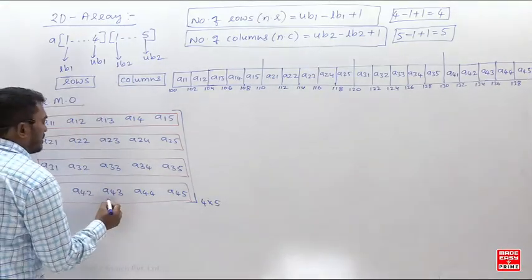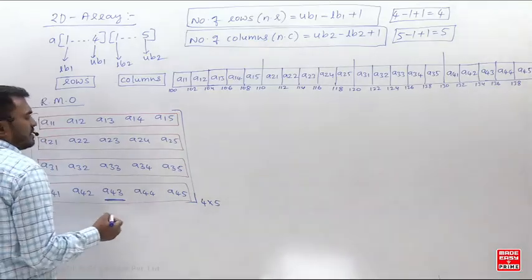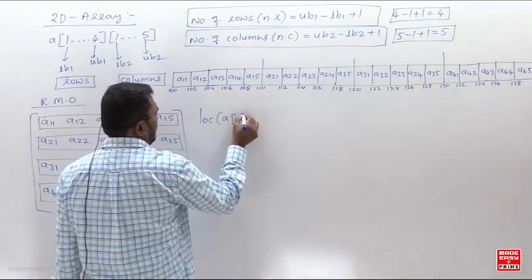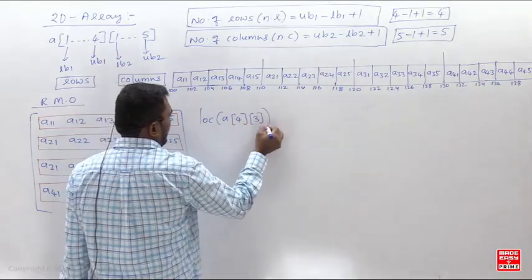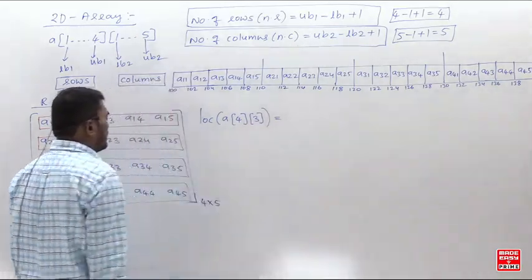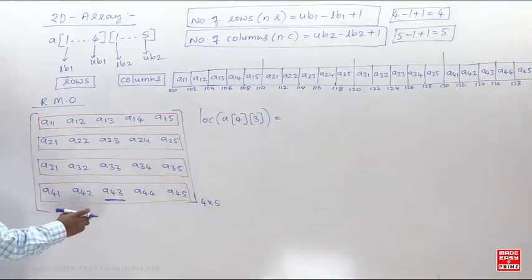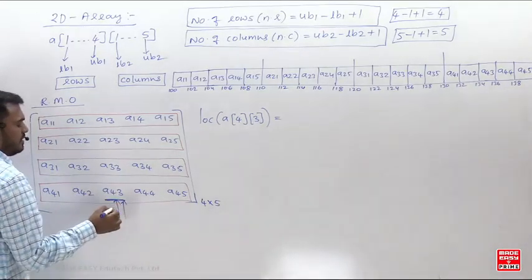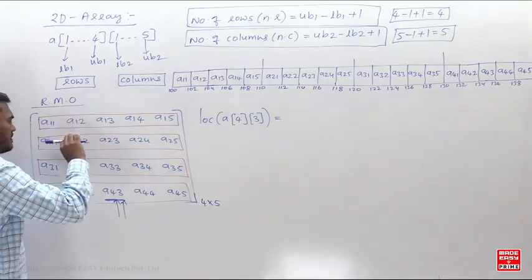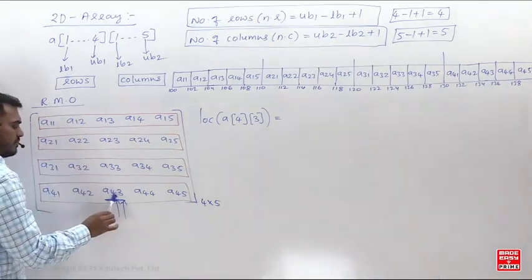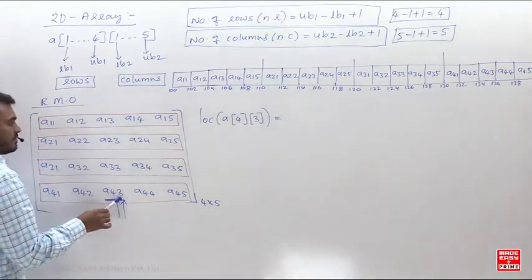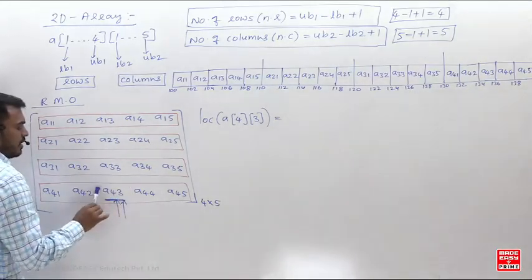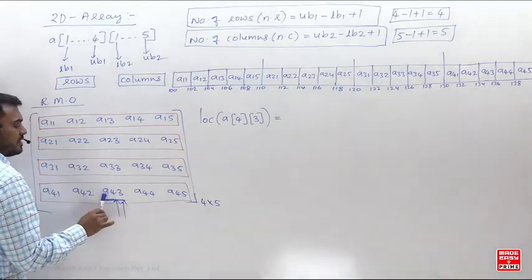I want to find out the location of A[4][3]. Listen here. The location of A[4][3] means the fourth row, third column. Look at this: first row, second row, third row, fourth row. It's the fourth row here. Fourth row, third column. Look here: there is a first column, second column, and third column. I want to find out the location of this particular element.